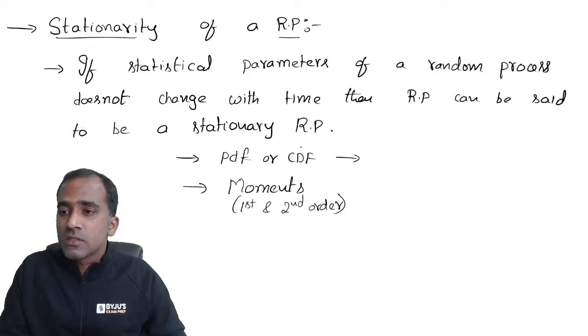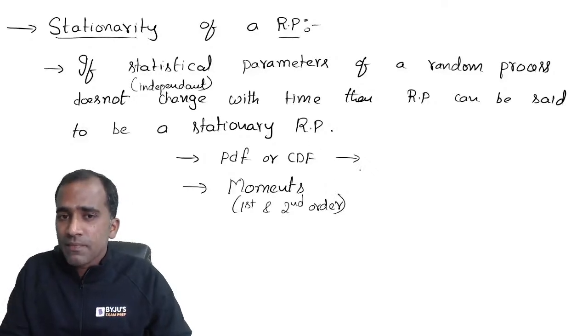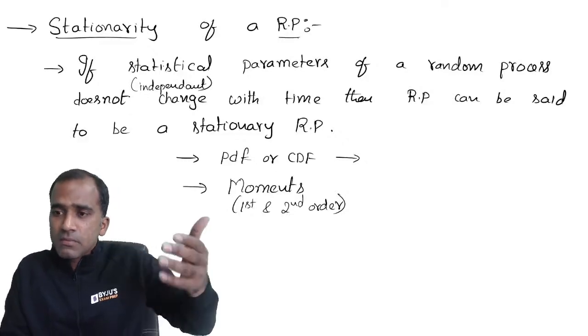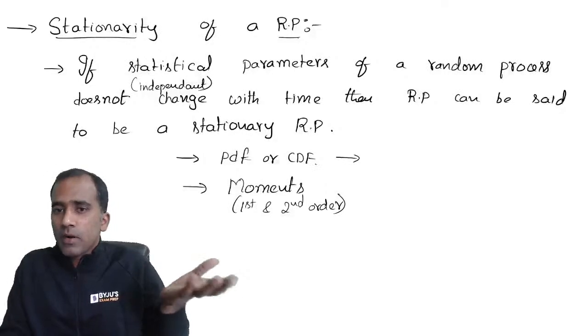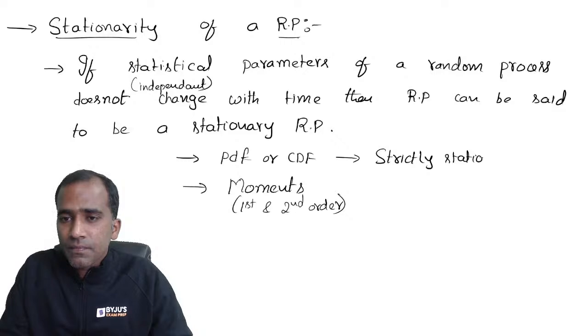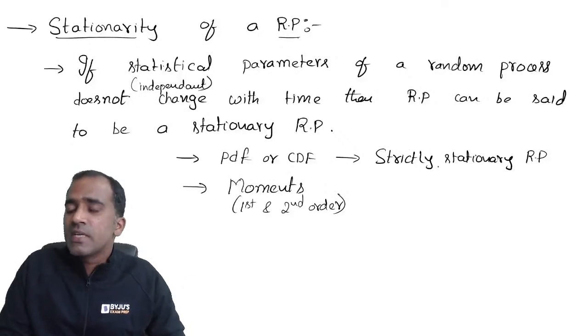If a random process has a PDF or CDF which does not change with time, which is independent of the time variable, the statistical parameters are independent of time, then that is a stationary random process. Particularly, if I'm talking about PDF or CDF, which is the maximum information that we can provide about any random variable or random process, if this does not change, we call it a strictly stationary random process. All kinds of PDFs, all kinds of joint PDFs, if they do not change with time, we call it a strictly stationary random process.